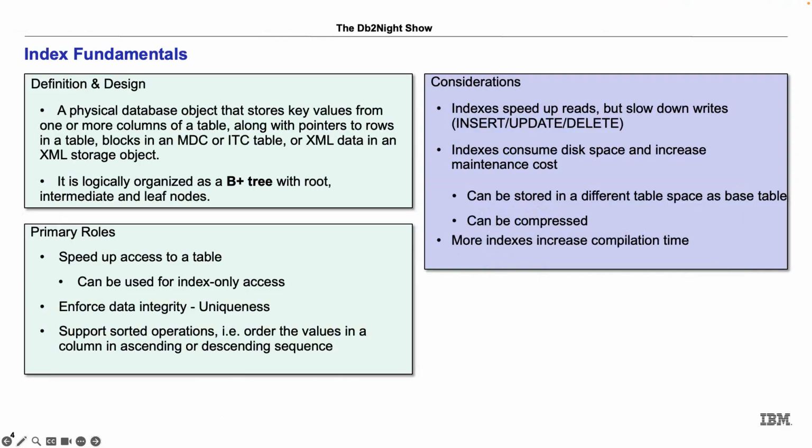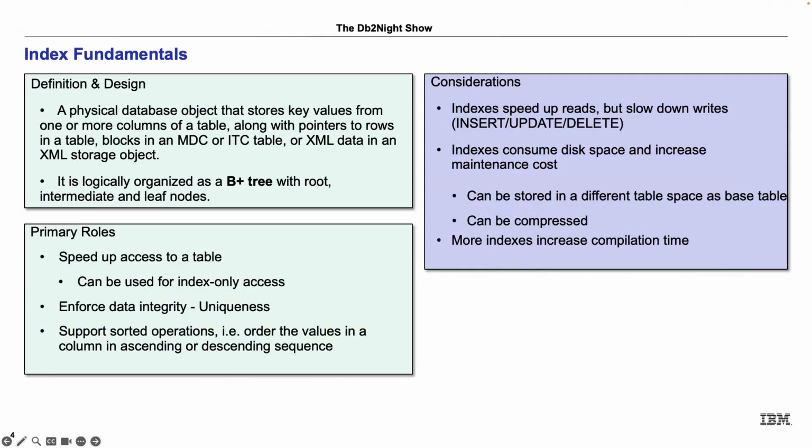So an index is a physical database object that stores sorted key values from one or more columns with pointers to the actual data. So the data could be a row in the base table or a block in the MDC, ITC table, or even XML data, okay? And logically, indexes are organized as B+ trees with root, intermediate, and leaf nodes to enable fast and efficient searches, okay?